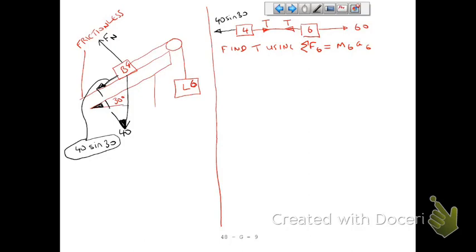So I look at this diagram, I say plus 60 added to minus T is equal to 6 times A. So T is equal to 6A, whoops, no, 60 minus 6A. I took the T to the other side, I've got to take the 6A to the other side. Oh, if only I knew the A.